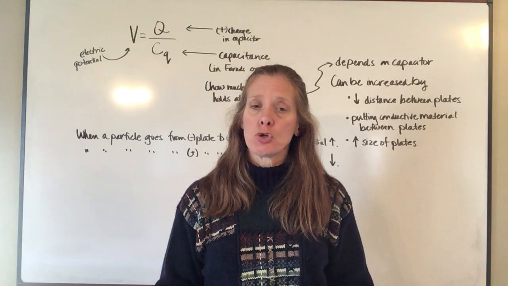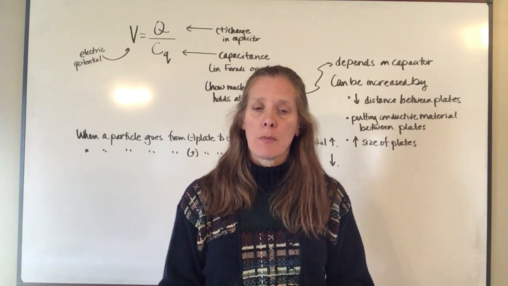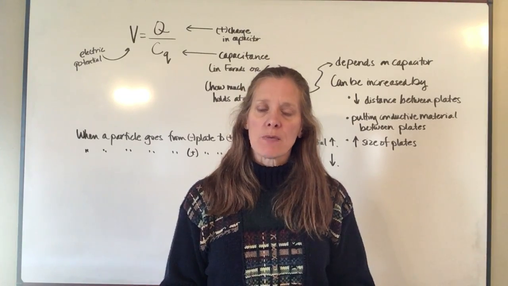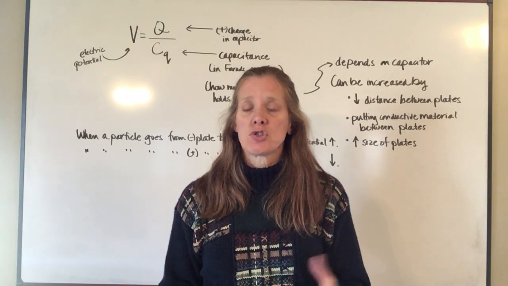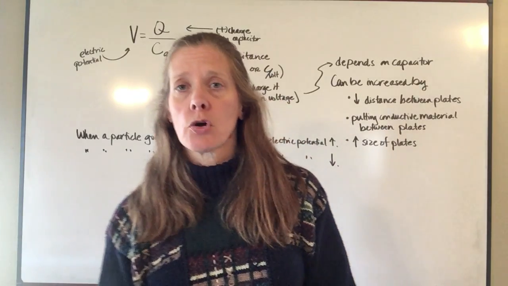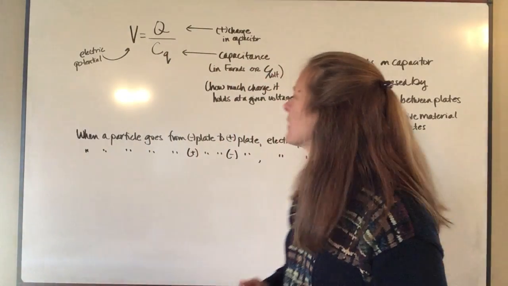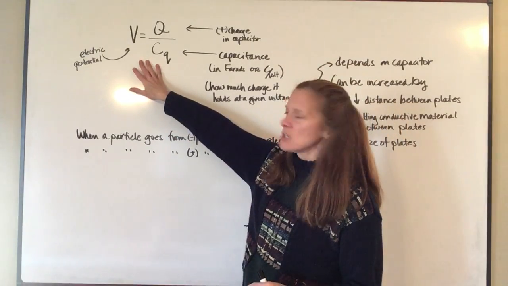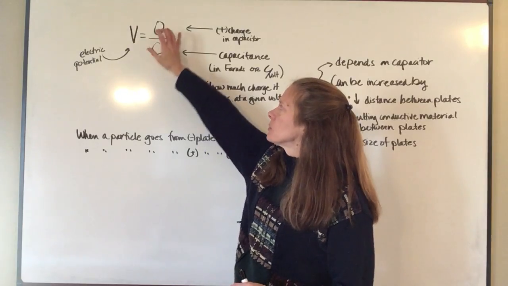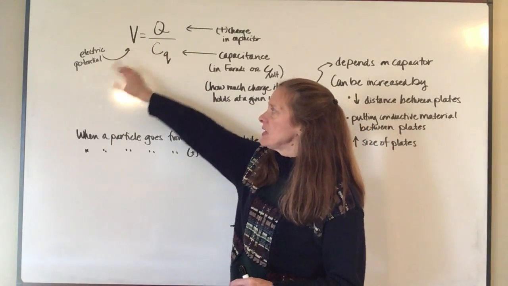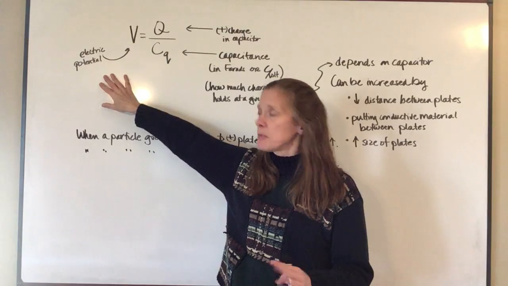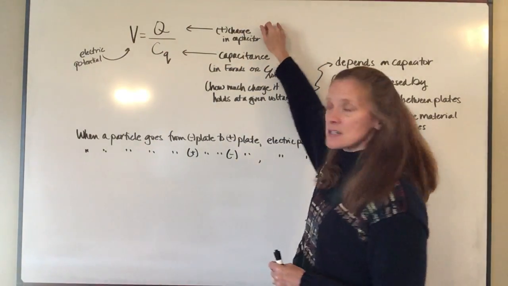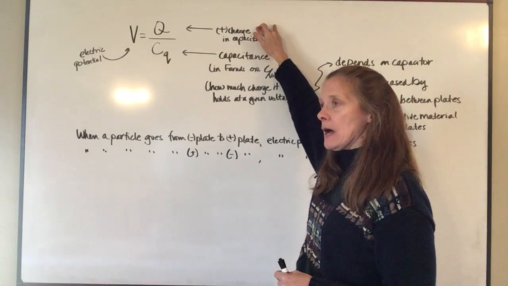Basically, you've got two parallel plates. One of those plates carries a negative charge, one of them carries a positive charge. And what we generally use them for most often is to accelerate charged particles in between them. The author of your textbook gives you this particular equation, V equals Q over C, where V is the electric potential, just like it always has been before. The Q in this is the positive charge in the capacitor.